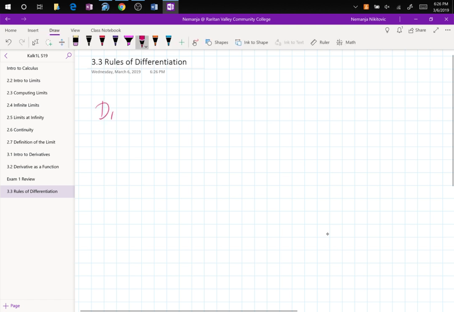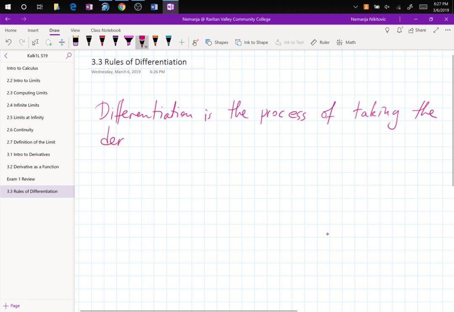So, differentiation is the process of taking the derivative of the function. Or you can say taking or obtaining the derivative. Obtaining the derivative of the function.